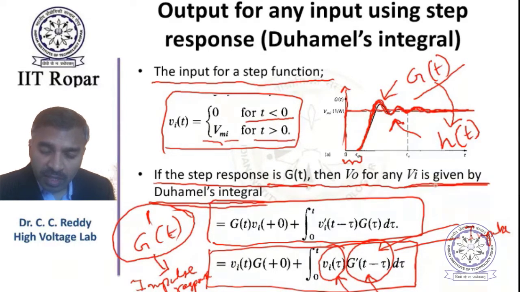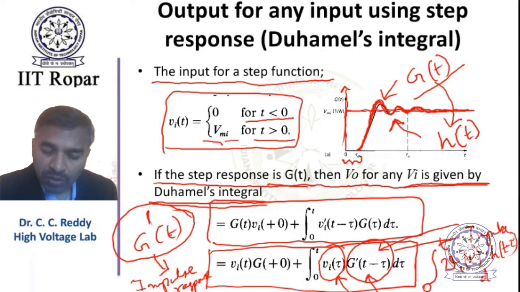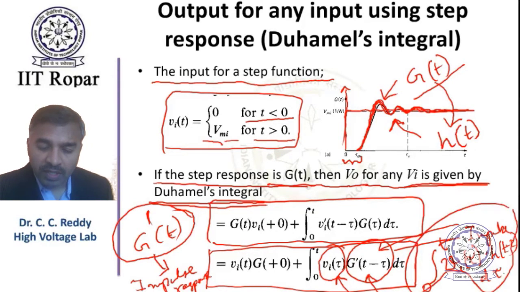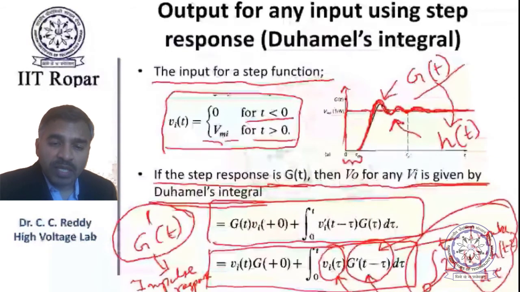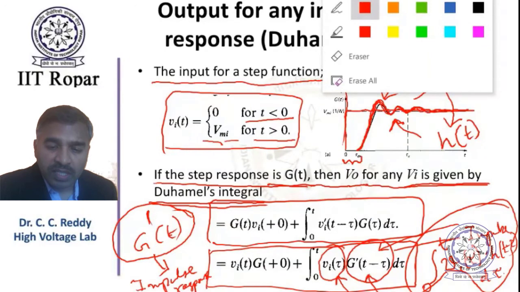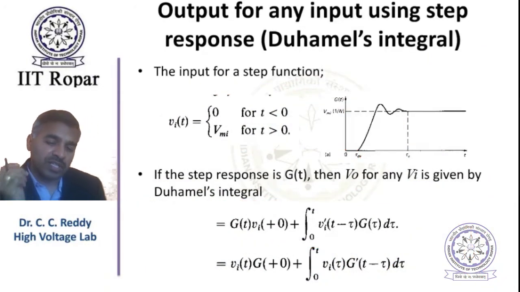That integral can be rewritten as integral 0 to t of Vi of tau into h of t minus tau d tau. This is what we do to get the output function. So this is Duhamel's integral. Actually, for convolution also, Duhamel's integrals only are used. Actually, he has proposed it for impulse functions only.